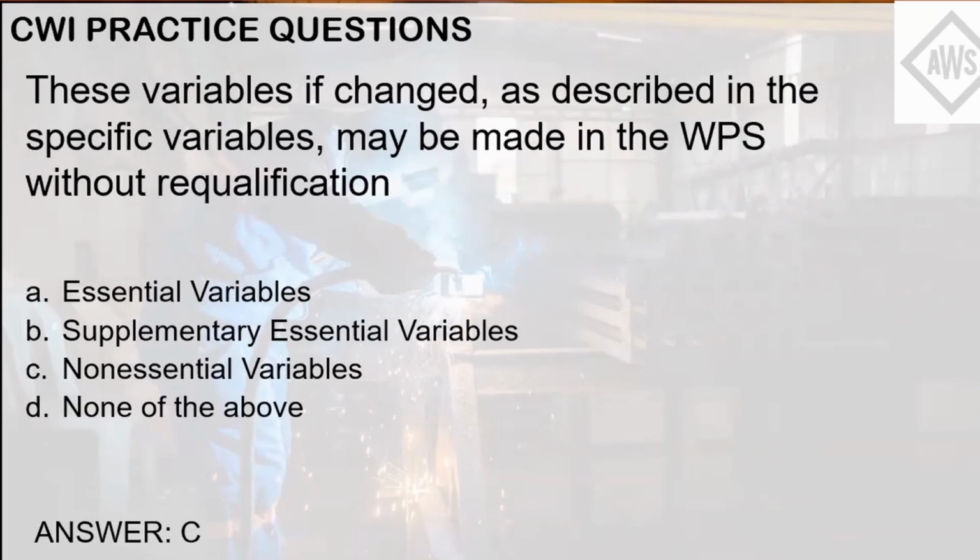If these variables are changed in the WPS, such as the size of the electrode, the welding technique, and some others depending on the process, you will not need to requalify the WPS, but you still need to address them in the WPS. So maybe you have a specific orifice cup for the TIG welding you're using. If you somewhat change it, or down the line your welder changes it, it's okay, you don't need to requalify, but you still need to address that in the WPS.